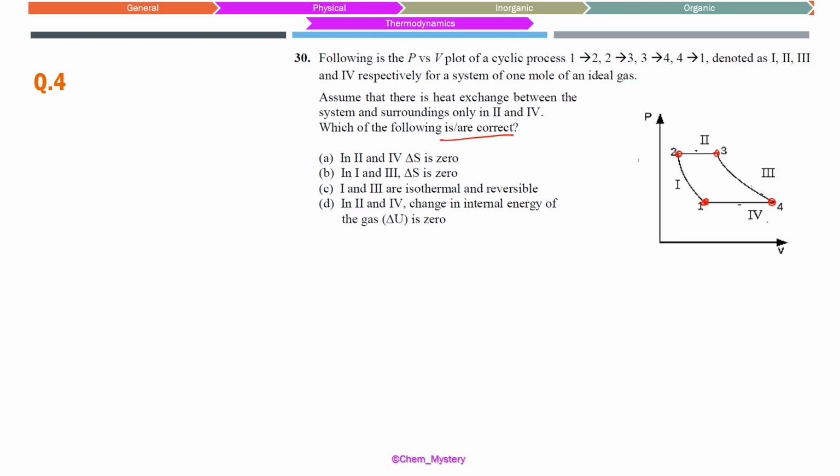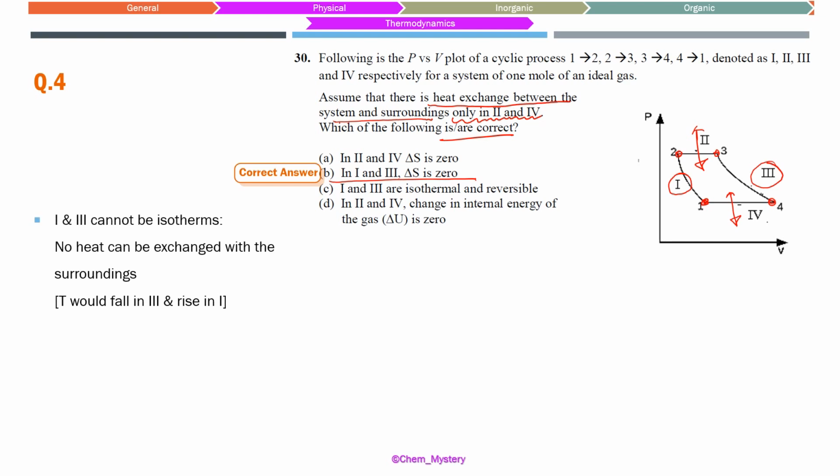We are also given the information that there is a heat exchange between the system and surroundings only in the second and fourth process. Here heat exchange is going to take place, and here heat exchange is going to take place. In the process number 1 and in the process number 3, no heat exchange is allowed. If we keep this information in mind, we can work things out, and the correct option is basically going to be this B only. For 1 and 3, delta S is going to be 0, and we'll see why that is happening.